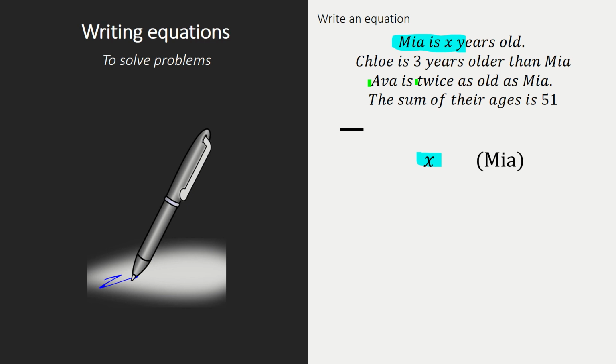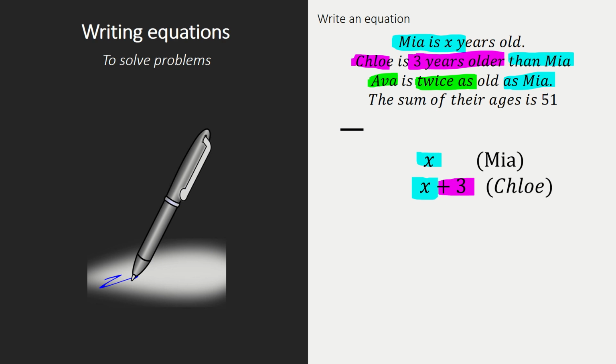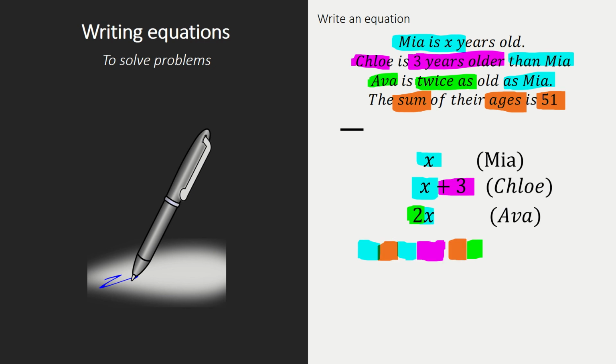If we have a look at Chloe, she is 3 years older than Mia. So that means that it's Mia's age plus 3. So you get x plus 3 for Chloe's age. Eva is twice as old as Mia is. Twice as old means double. And therefore, we need to have a look at 2 times x for Eva. And last but not least, the sum of their ages is 51. Sum was the same as adding, and therefore x plus x plus 3 plus 2x is equal to 51.